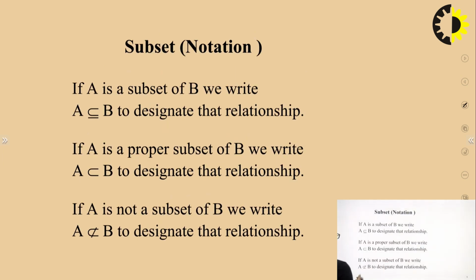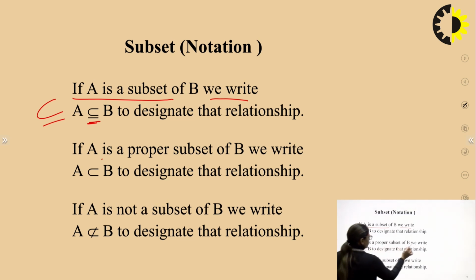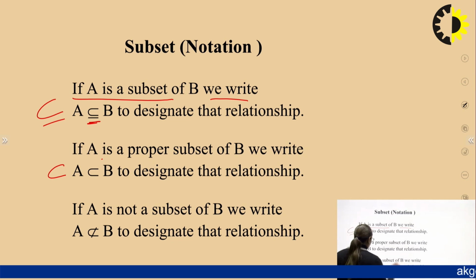Now what is a subset? If A is a subset of B, we write the symbol like this way. A is a subset of B to designate that relationship. If A is a proper subset of B, we write the symbol just like this to designate the relationship. If A is not a subset of B, we write this way and we will cut it like this to designate that relationship.